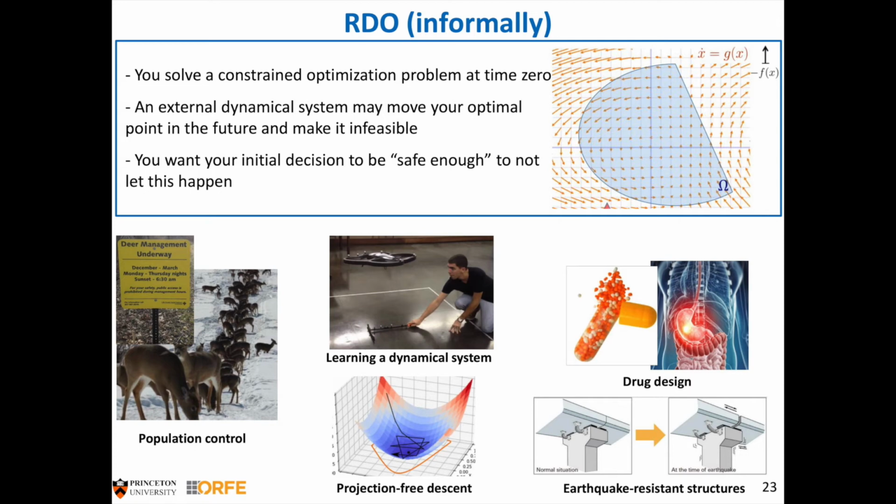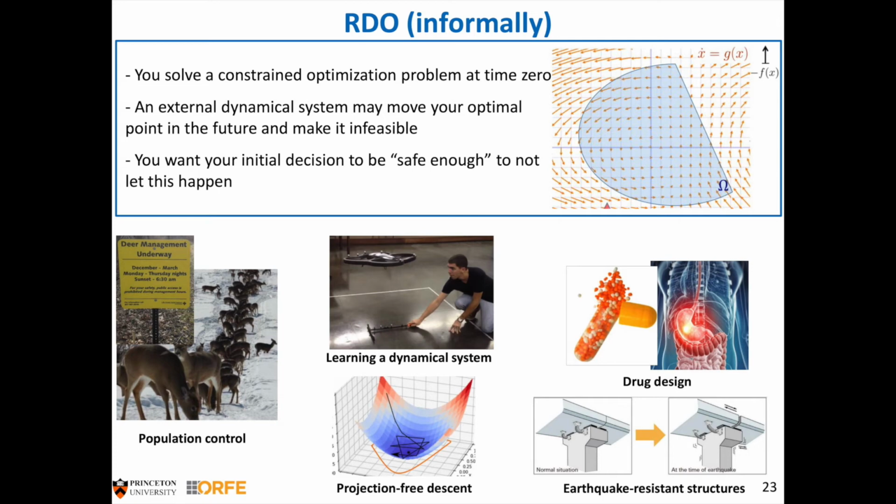Let's say the feasible set is omega. In traditional optimization, if I want to minimize, let's say I want to go up as much as possible over this set, the optimal solution would have been this extreme point here, right? That's just how an optimization problem works. But what you have in an RDO is, in addition to f and omega, f is the objective function, omega is the feasible set, you have a dynamical system in the background, x dot equals g of x.